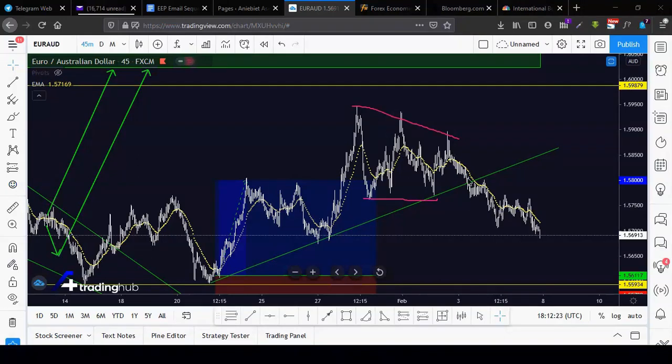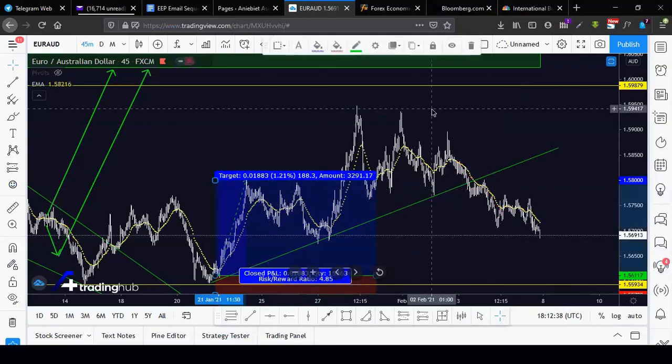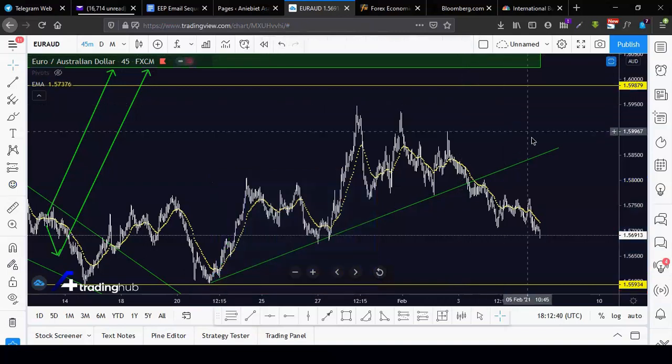So this was a triangle, it is a corrective structure, so I wanted to see price bounce off from here again, then push to the upside. But rather, price did this correction and it's pushing down. So that's why I didn't take a trade again on EURAUD. So I'm going to delete this for now.